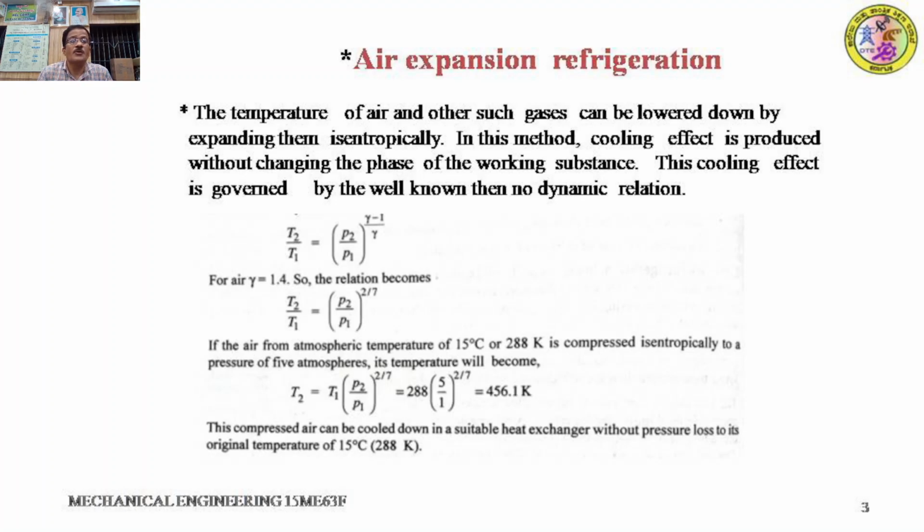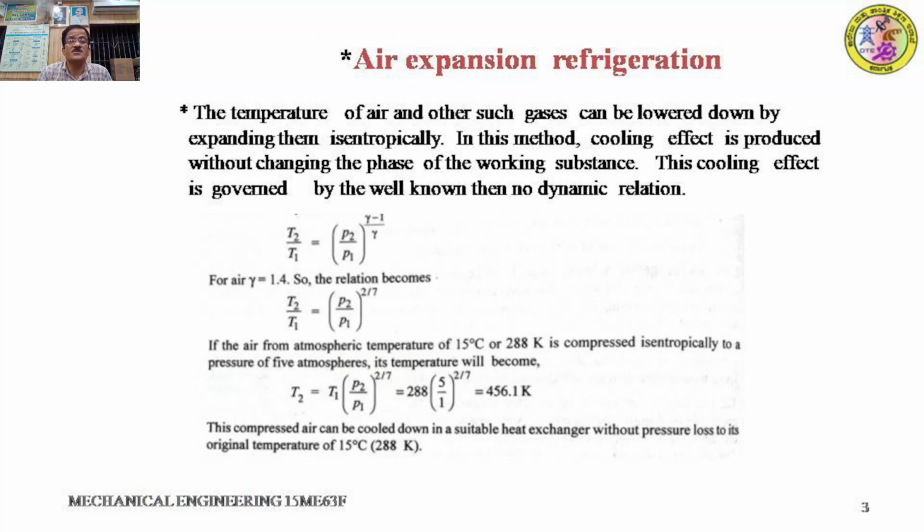I hope these terms are known to you. T1 is the initial temperature, T2 the final temperature. Similarly, P1 is the initial pressure, P2 the final pressure. Gamma is the air constant. For air, for an isentropic process, gamma is equal to 1.4. That is well known to you. By substituting that gamma value in the above equation, it can be rewritten as T2 by T1 is equal to P2 by P1 whole raised to 2 by 7.